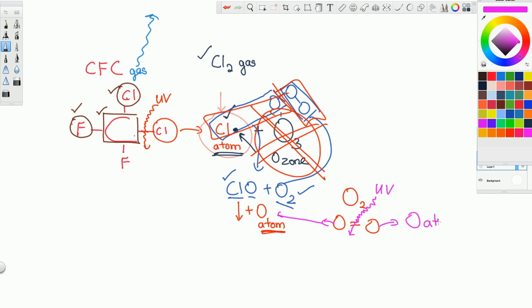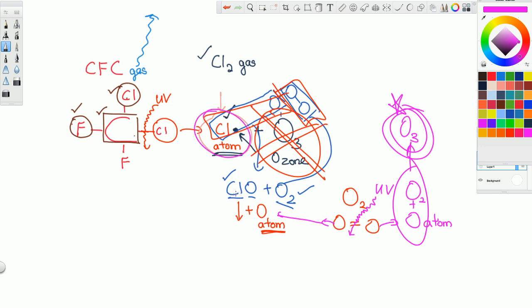This oxygen atom can react with oxygen, and they combine: O2 plus 1 O becomes O3. This is called the ozone molecule. This is ozone layer formation, which is actually a good thing. But the point is, with the pollution, this ClO is present, and the chlorine atom might react with the ClO and take the O here, becoming stable oxygen, and the Cl goes back to Cl dot again.